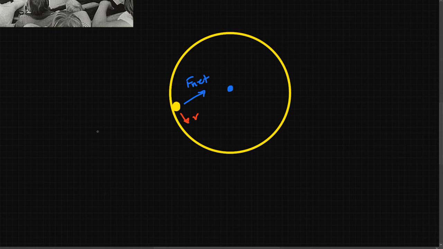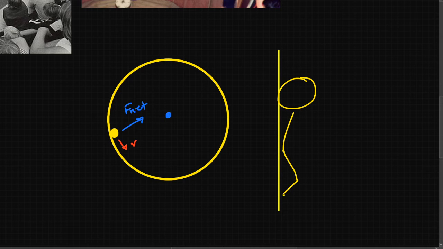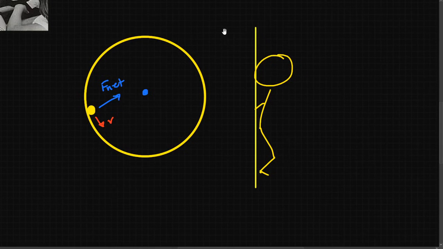All right, so next, I'm going to redraw this, but now I'm going to redraw it from the side. So here is the wall that the person is sitting on, and here is the person. They're sitting there with their feet up, just like these fine people up here. Now they are traveling towards us. So the actual direction of travel is towards us.